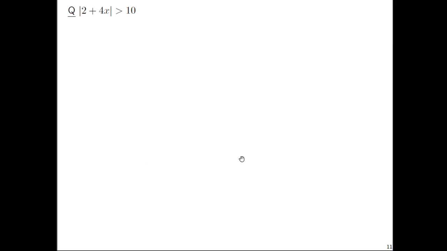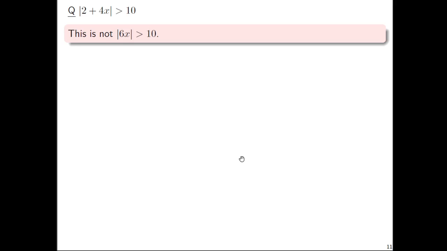Let's take a look at absolute value of 2 plus 4x, close absolute value, greater than 10. Now, just a real quick comment: this is not absolute value of 6x greater than 10. It's not 2 plus 4 turning into 6 here. That's not what's going on, because we have to follow the order of operations. So at all times, be sure to read everything using the order of operations. So 4 times x happens first, then there's a plus 2 after.